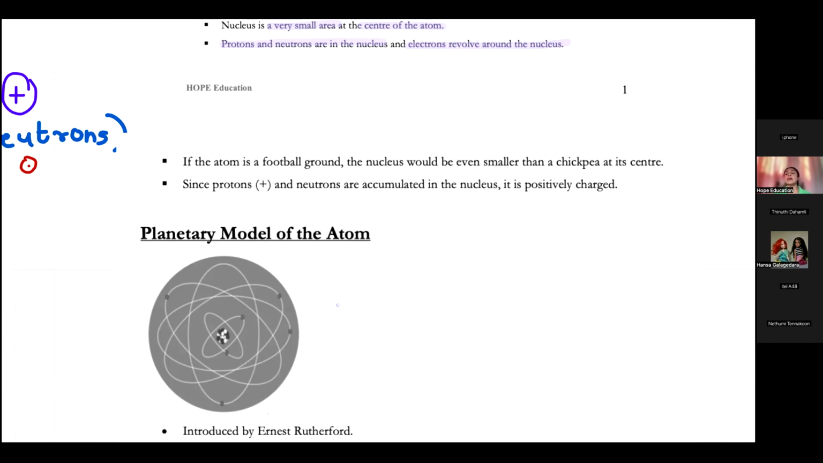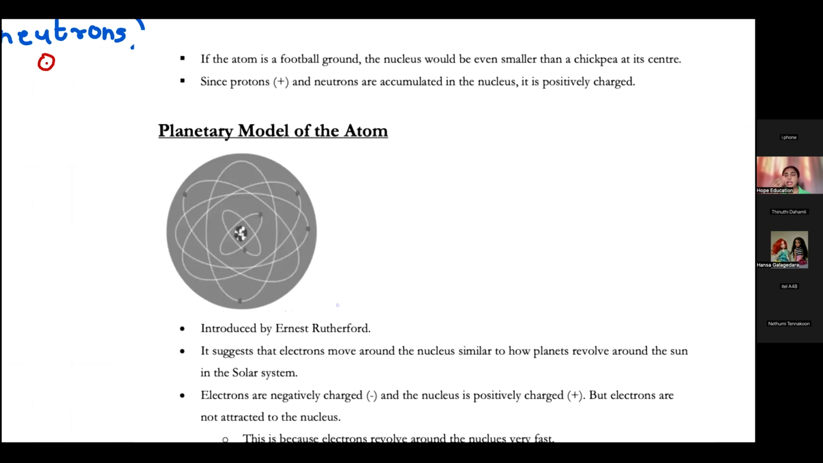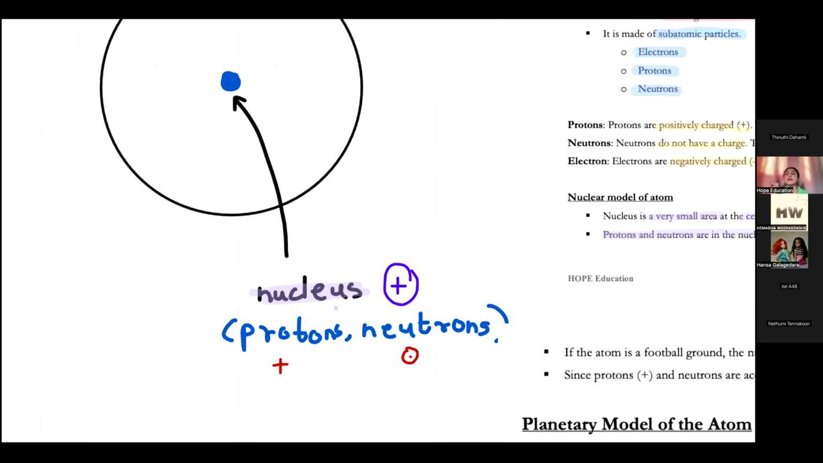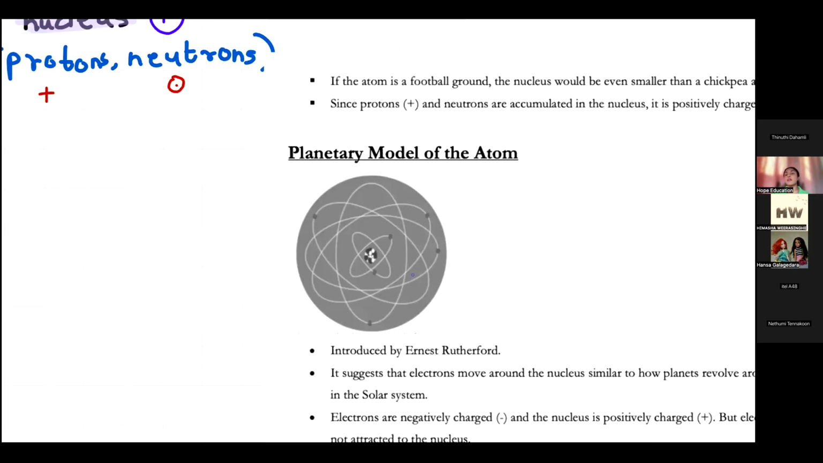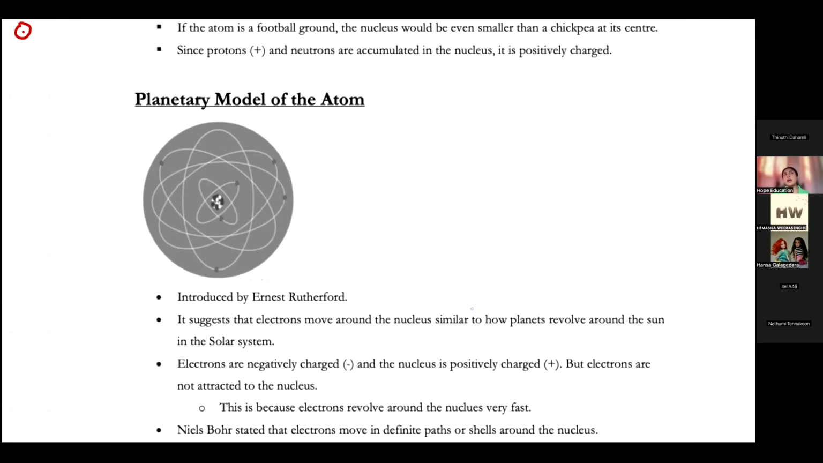Now, there's another model. The nuclear model has been improved. The nuclear model means there is a nucleus in the middle, and the atom is around it. In the nucleus there are protons and neutrons, and around it there are electrons. Then, improving on the nuclear model, there's another model called the planetary model of the atom. If you take the solar system, how many planets do we have in the solar system? This is general knowledge.